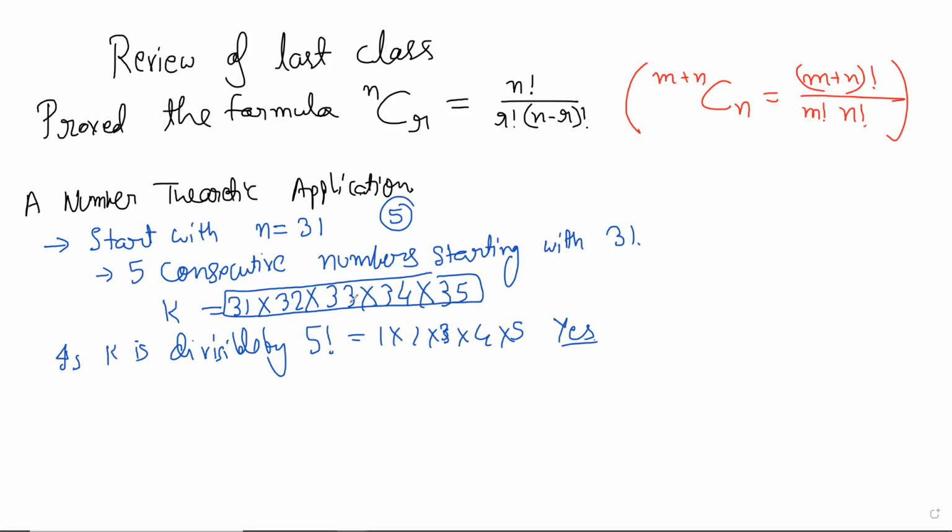Now, just take a minute, or however fast you can do, think of any number, take 6 consecutive numbers from there. Don't take 31 only, take some other number, maybe 6 consecutive numbers, and check if it is divisible by 6 factorial. Just try this independently so that then you can share what you have done. Take a decent number, not a very small number.